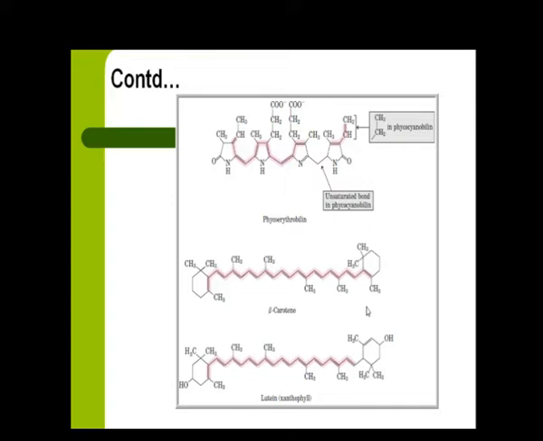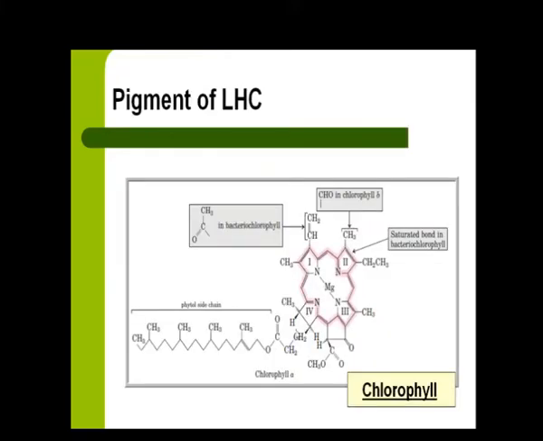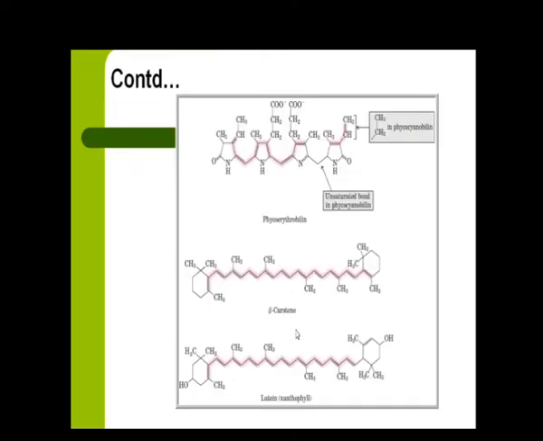Structure of phycoerythrobilin, beta-carotene, and lutein or xanthophyll. Okay. Now, in all these structures, you might have seen something common, that is alternating single and double bonds. Double, single, double, single, double. Even in these, we have alternating single and double bonds. What is the importance of these alternating single and double bonds? Absorption of light.